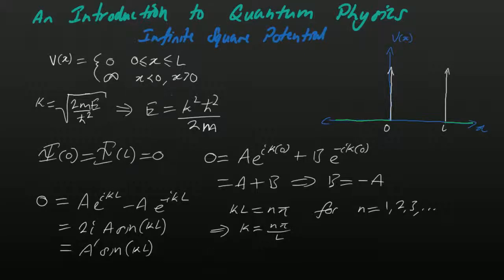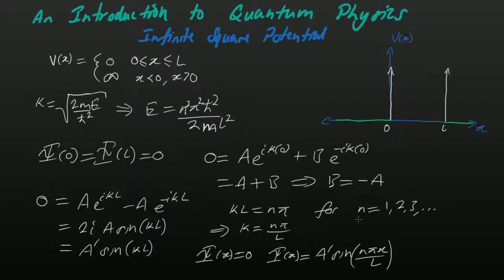So we'll say the wave function outside the well, we now know that it equals 0. And inside the well, inside this region, the wave function of x equals A prime sine of n pi x on L. And now we also know what k equals: k squared equals n squared pi squared on L squared.